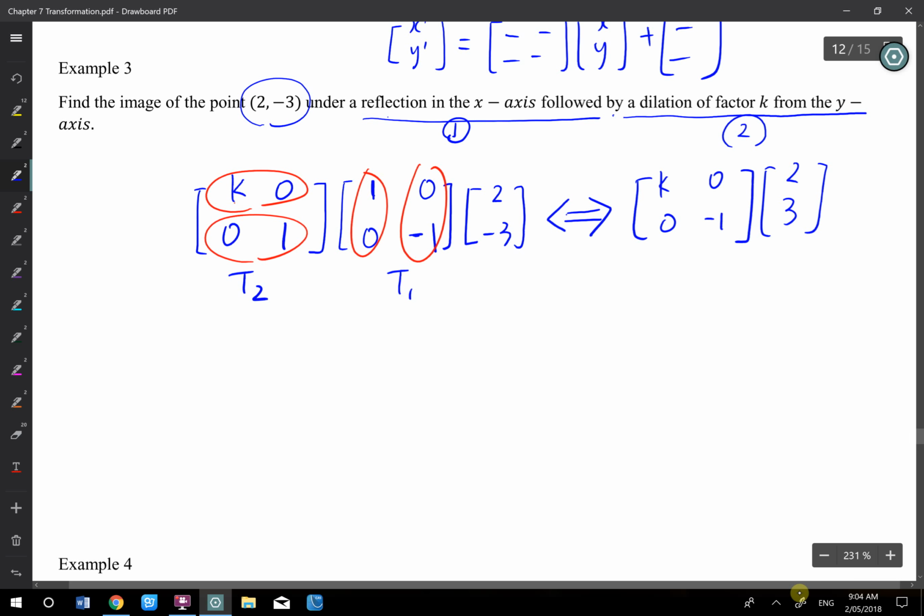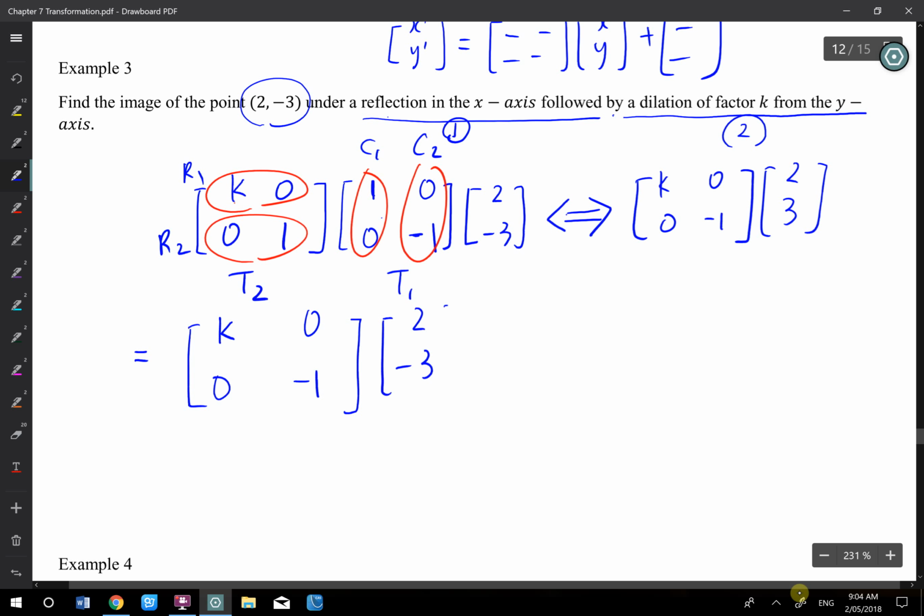So if I want to times T2 by T1, what will I have? I will have a 2 times 2 matrix: row 1, row 2, column 1, column 2. Row 1 times column 1, I get K. Row 1 times column 2, I get 0. Row 2 times column 1, I get 0. And row 2 times column 2, I get -1. Can you see this one and this one are the same?